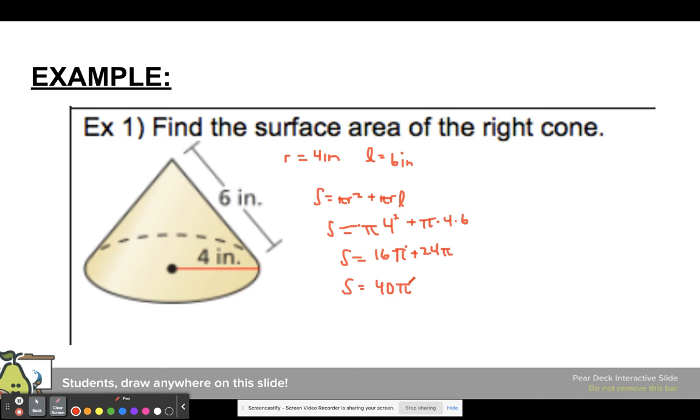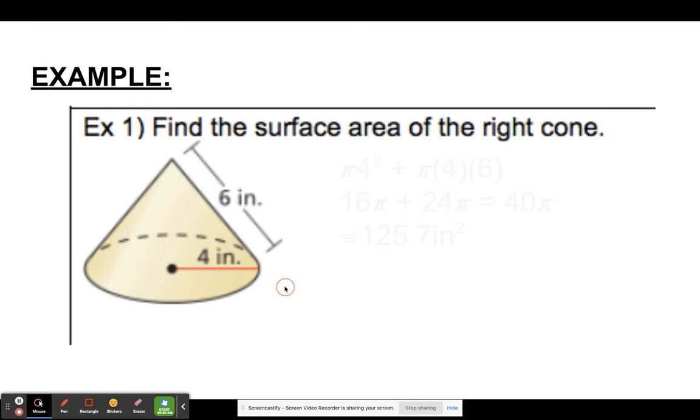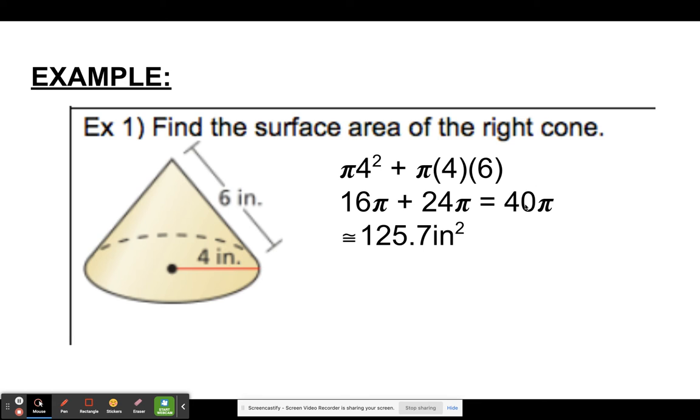So if I wanted to state the exact answer, I would state the exact answer is 40 pi inches, sorry, not cubed. It would be squared because we're talking about surface area. Okay, that is the exact answer. I'm going to go ahead and clear this out and go to the next screen so you can also see the approximation. Taking all that work, if we approximate 40 pi to the nearest tenth, we get 125.7 inches squared.